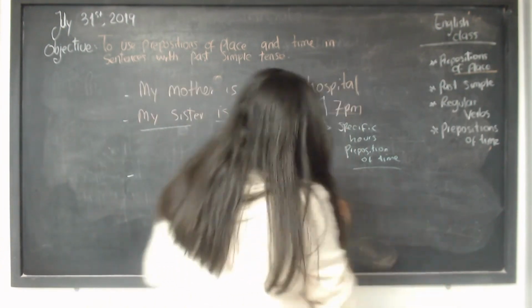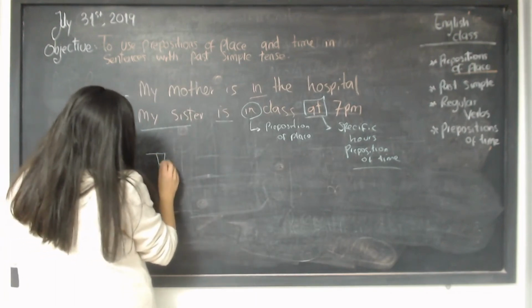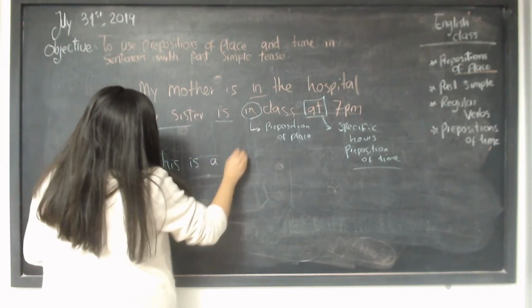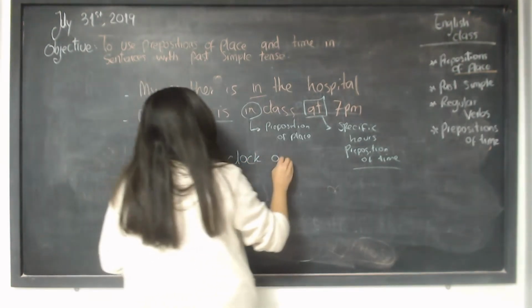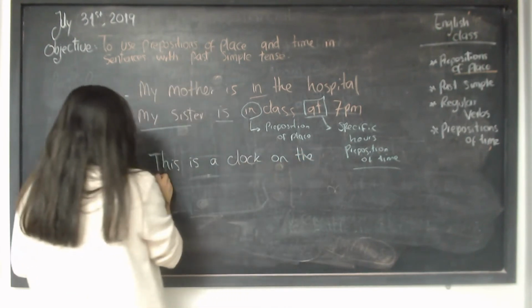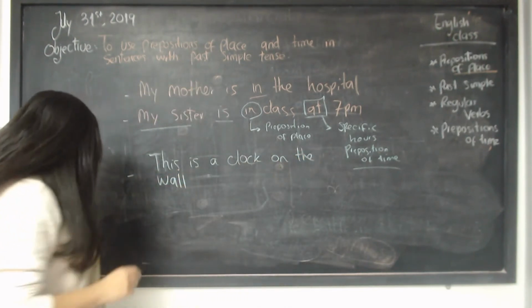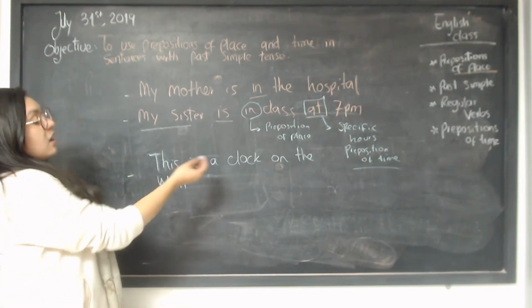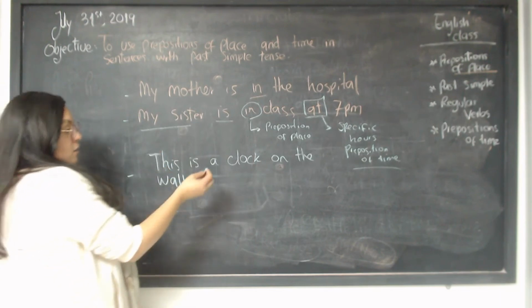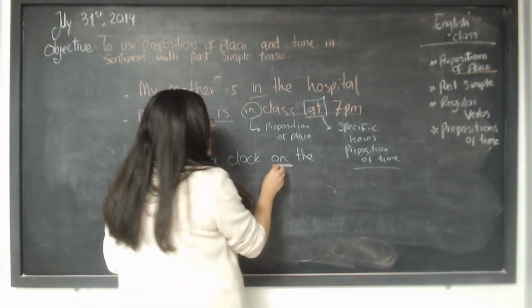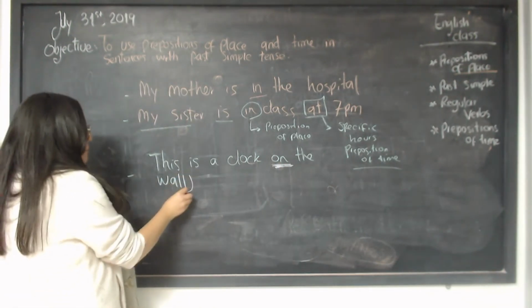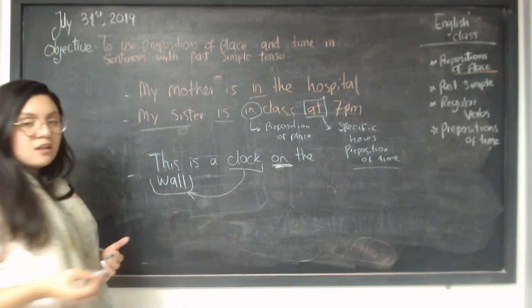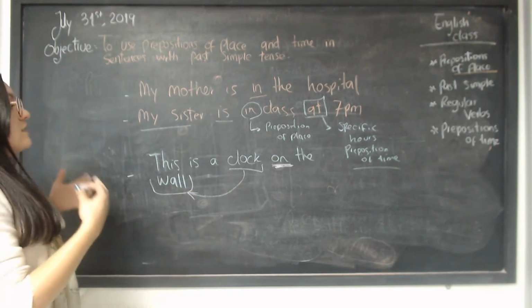Okay, so this one is a preposition of place. So, this is a clock on the wall. Este es un reloj en la pared. So the clock is on because it's touching the surface of the wall. Está en la pared y estoy utilizando el on porque el objeto está tocando la superficie a la que me estoy refiriendo, que es la pared. Okay? So this is a clock on the wall.